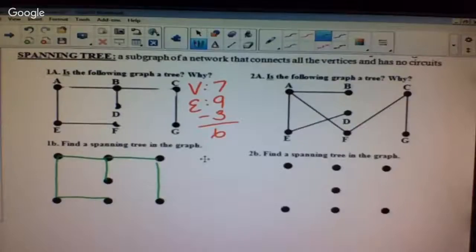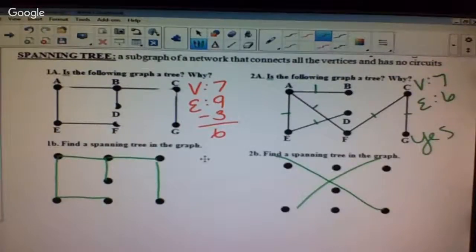Okay. So take a look at 2A. How many vertices do I have in this picture? 7. How many edges do I have in this picture? 1, 2, 3, 4, 5, 6. So we're good. So is this a spanning tree? Yes, this is a spanning tree. So guess what? I don't need to do that second part. It's already a tree.